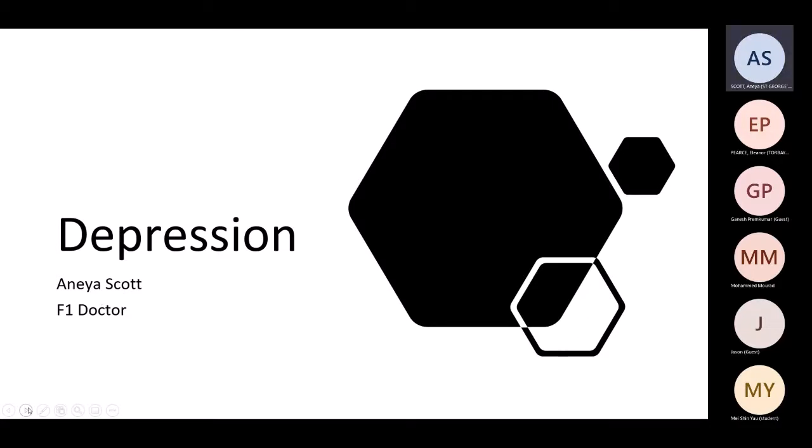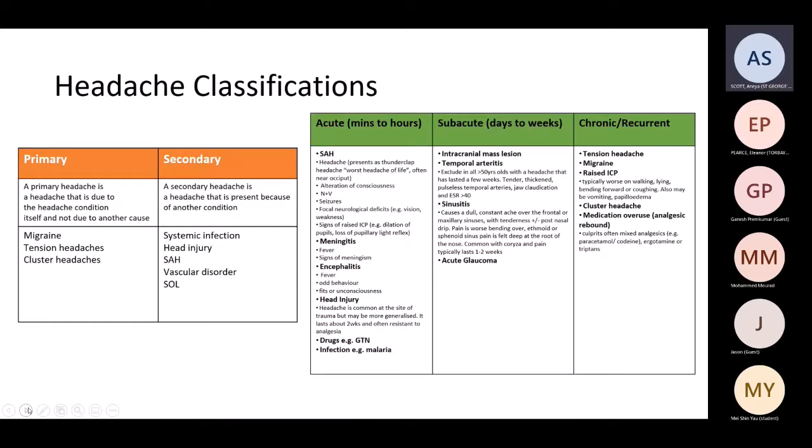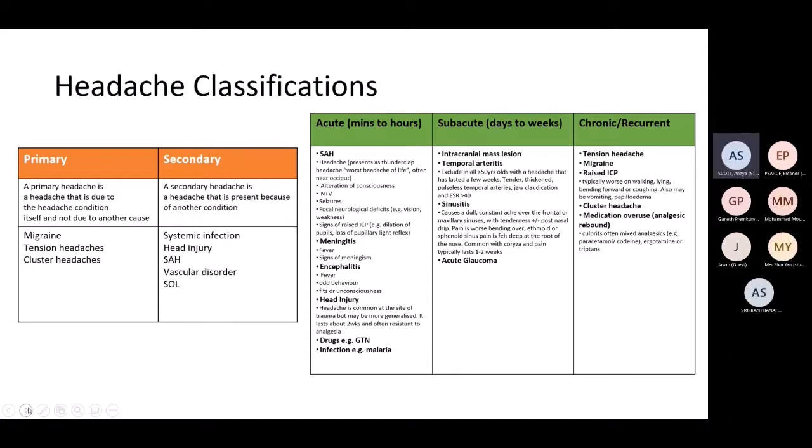So I'm going to be going through depression and dementia. I'm going to start off with depression, which weirdly actually starts off with headaches. So going through headaches, there are two different ways of classifying headaches. So the first one is to split them up into either primary headaches or secondary headaches. And a primary headache is one that's due to the headache itself, and it's not because of something else. So examples are migraines, tension headaches, and cluster headaches.